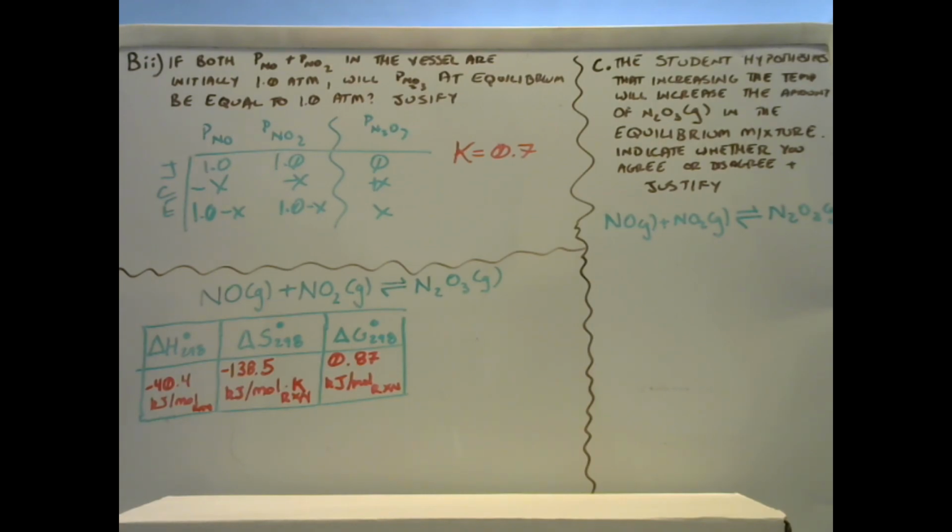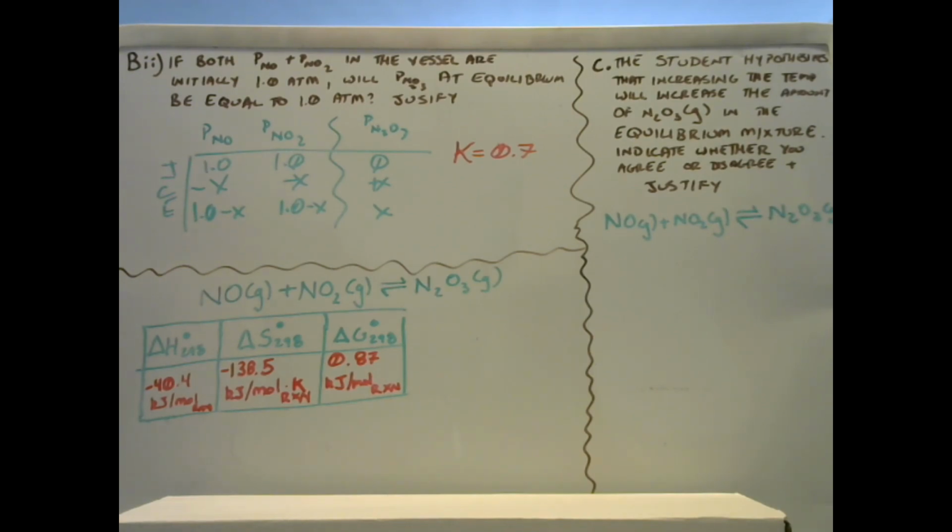C, the student hypothesizes that increasing the temperature will increase the amount of N2O3 gas in the equilibrium mixture. Indicate whether you agree with or disagree with the hypothesis. Justify your answer. This goes back to the data table we were talking about. And unlike the delta S, which we don't know anything about, and the delta G, which we kind of know some things about, but not really, delta H we've talked about. Delta H explicitly tells us if the reaction is endo or exothermic.